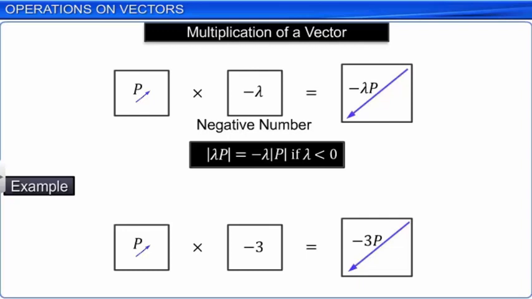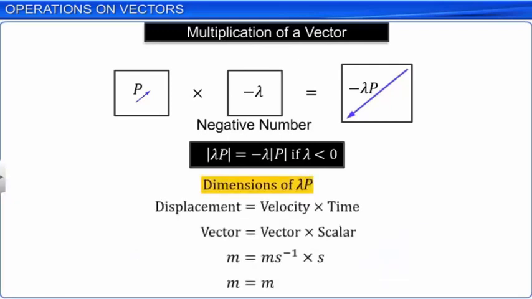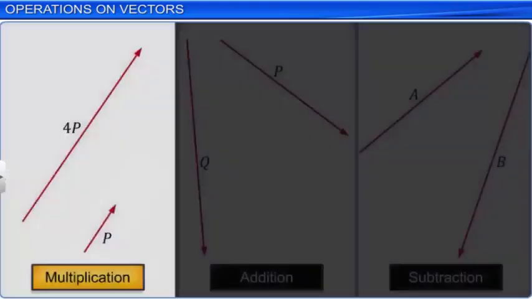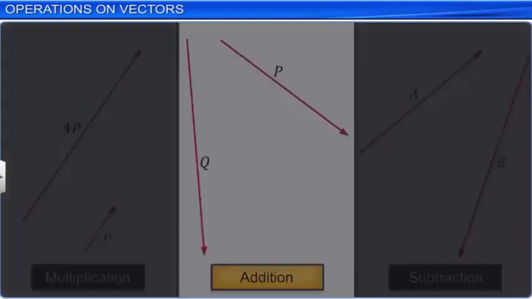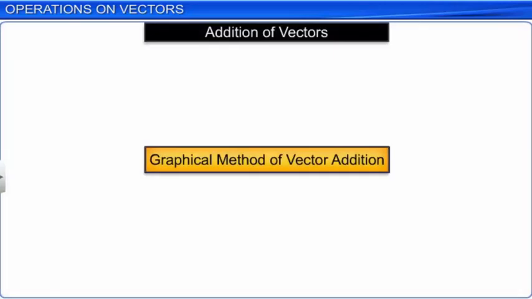The dimensions of lambda p is the product of the dimensions of lambda and p. Next, you will learn about addition of vectors by the graphical method. In the graphical method of vector addition, either the triangle law of addition or the parallelogram law of addition is used.